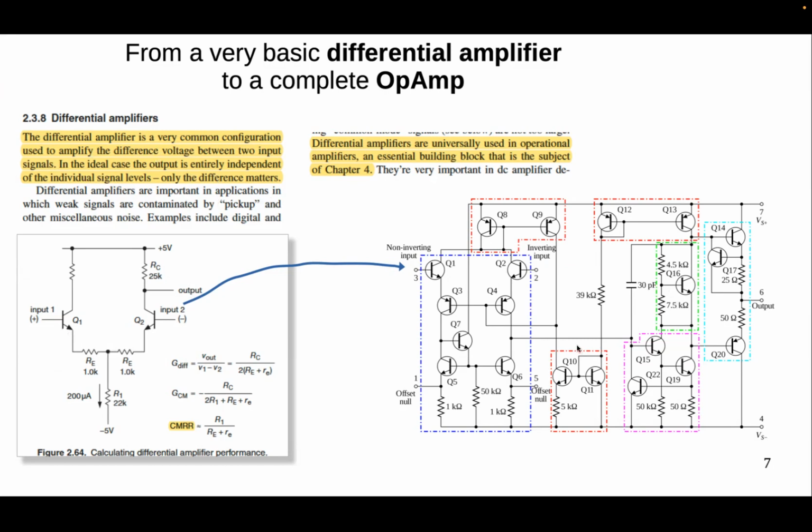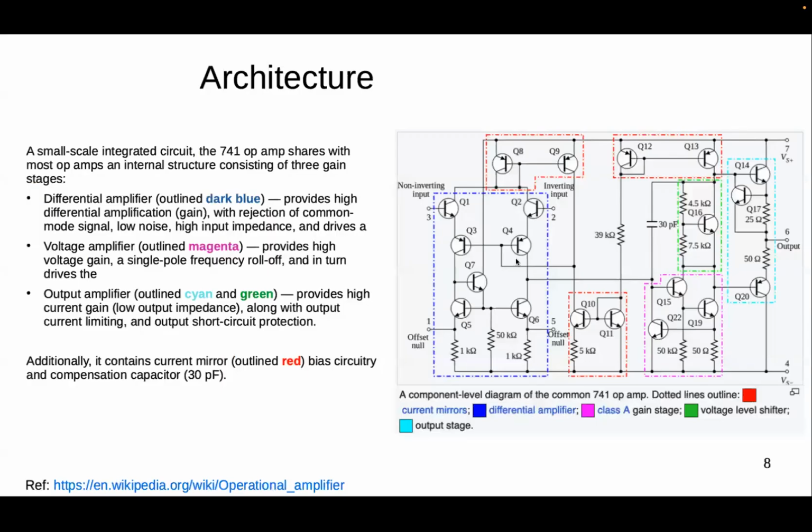And as explanation, what is here? We have a differential amplifier at the input. We have a voltage amplifier close to the output. Then the output amplifier, which is to provide current gain at the output.